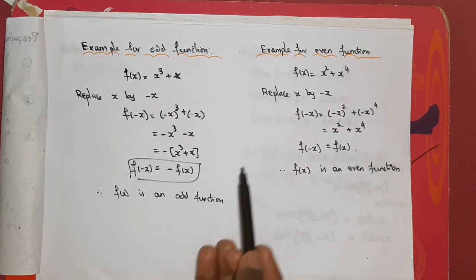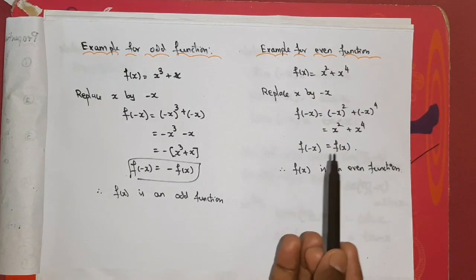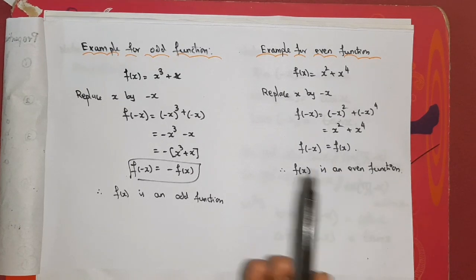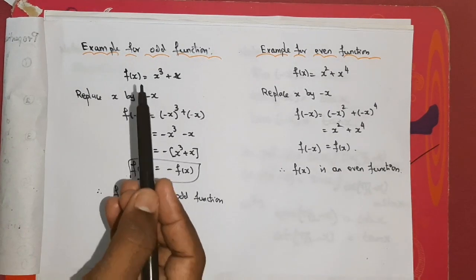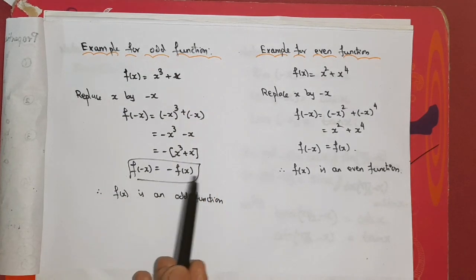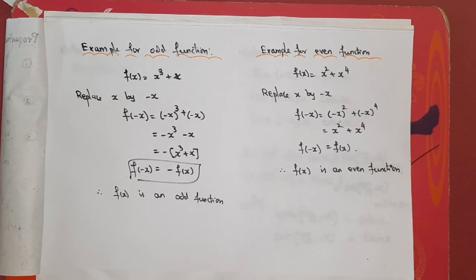So what we understand is, when we replace x by minus x in the original function, if you get the same original function as the answer, then it is an even function. While replacing x by minus x in the given function, if you get the negative of the original function, then it is an odd function. So this is the idea to verify whether the given function is odd or even.